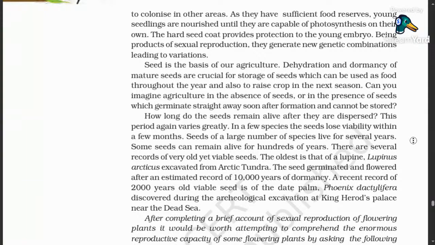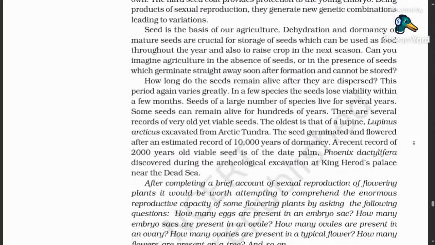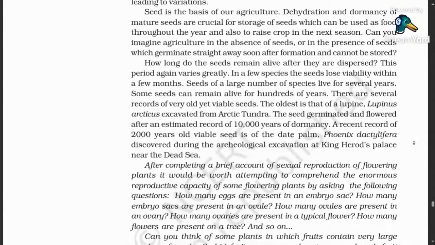The oldest is that of lupine, Lupinus arcticus, excavated from the Arctic tundra. The seed germinated and flowered after an estimated record of 10,000 years of dormancy. A recent record is a 2,000-year-old viable seed of a date palm, Phoenix dactylifera, discovered during the archaeological excavation at King Herod's Palace near the Dead Sea.